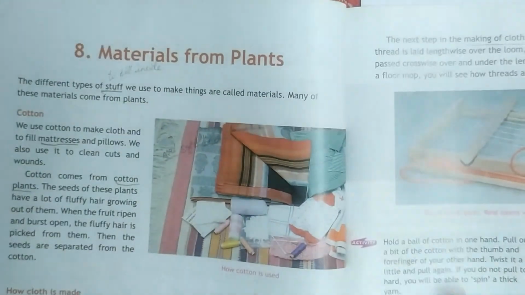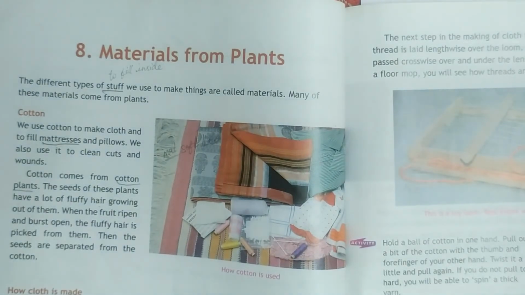What are the things we get from plants? We get cotton and wood, the two things we have learnt. Where do we get cotton from? We get it from the cotton plant. And how is cloth made? It is made from cotton, we said. First, what is the process?